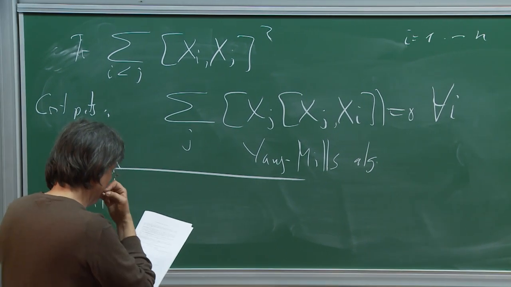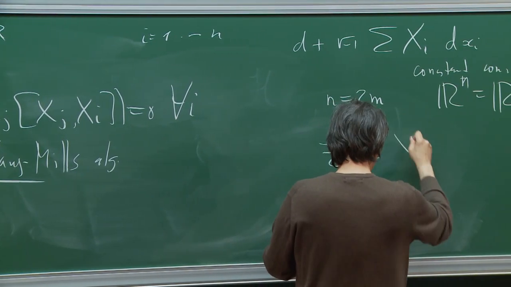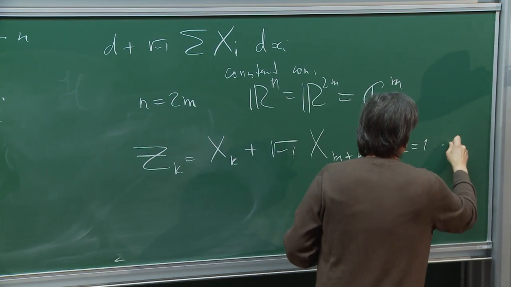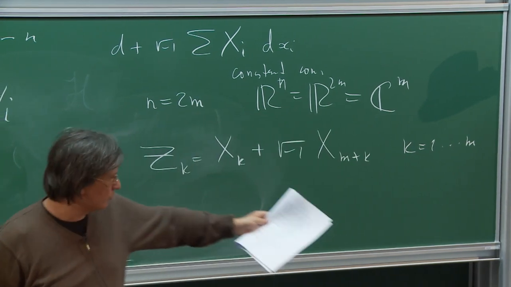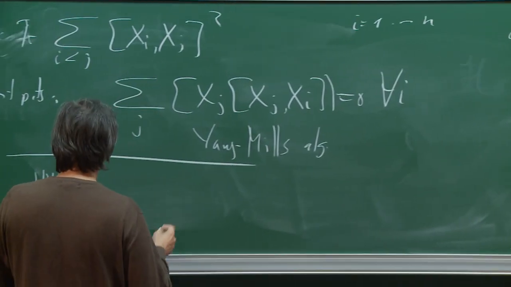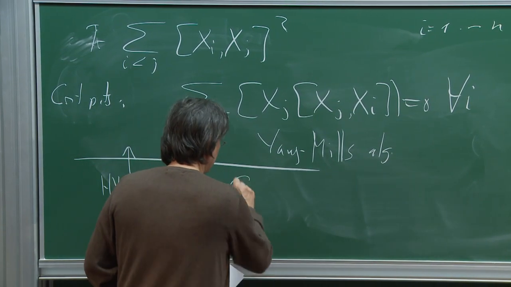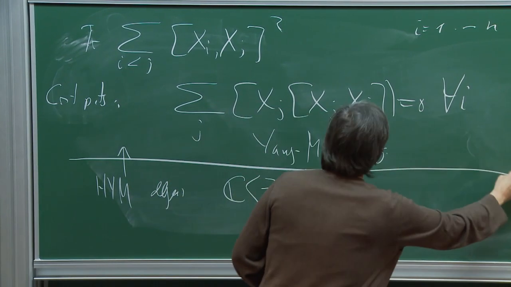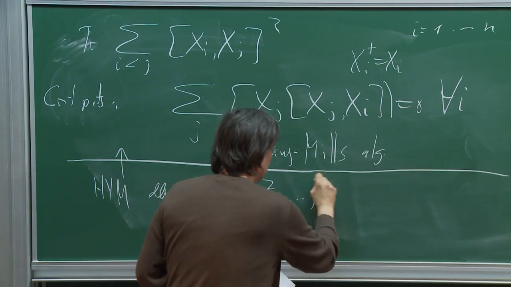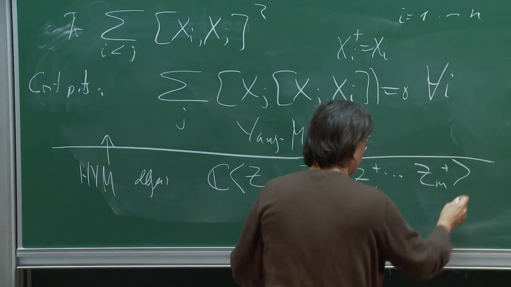Here is a similar story. Now we can write complex coordinates. z_k is equal to x_k plus square root of minus 1 x_{m+k}. We replace 2m real self-adjoint operators by m operators without any condition, and I write a kind of Hermitian Yang-Mills algebra in the following way, so that it's a free algebra, a star algebra, generated by m variables and m hat variables. And modulo the following relations.